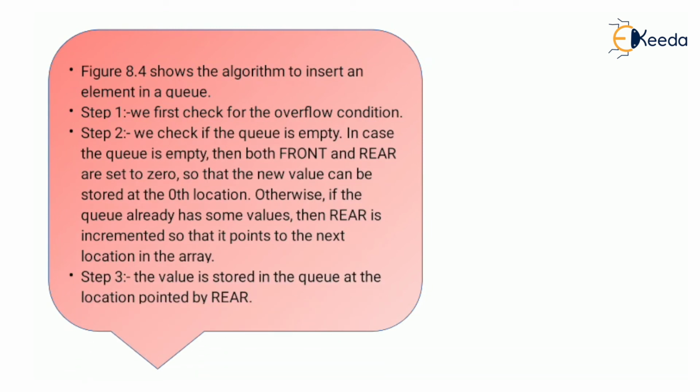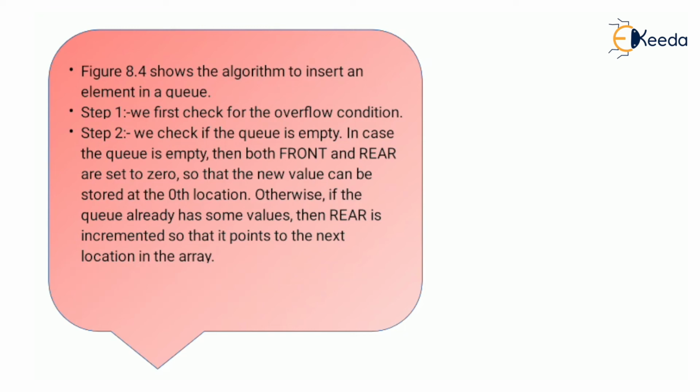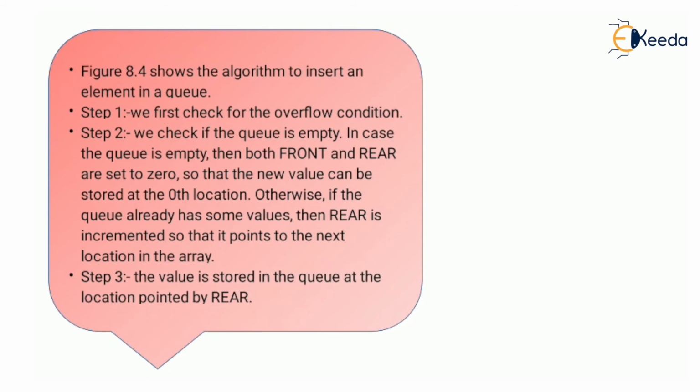In step 1, we first check for the overflow condition. In step 2, we check if the queue is empty. In case the queue is empty, then both front and rear are set to 0, so that the new value can be stored at the 0th location. Suppose the queue is empty and we want to use that queue, so we set front and rear equal to 0.